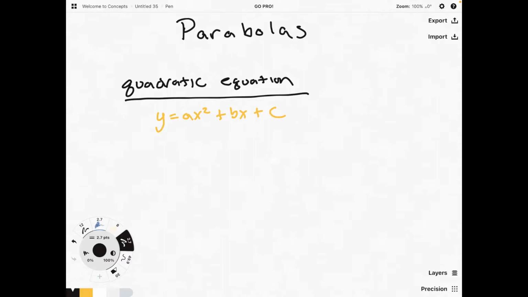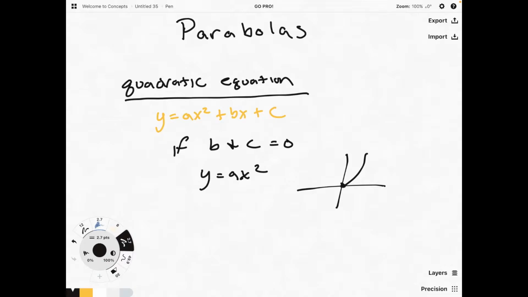You have y equals ax squared plus bx plus c. We know it's a quadratic equation because we have the power of 2, and that's the standard form of a quadratic equation. If b and c are equal to 0, then we're left with y equals ax squared. In this case, the parabola has a vertex at the origin, which is (0, 0). And because a is positive and not negative, it goes upward in both directions.